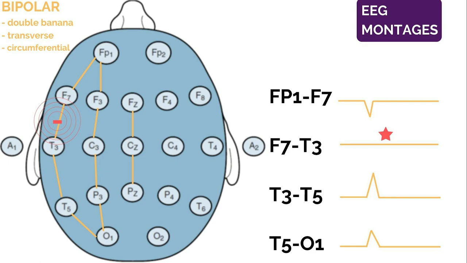But now, as you can see, the point of maximal negativity is in between two electrodes. So it's in between F7 and T3. And that's a little bit tricky, and we should know what it shows in the EEG. So let's do the same exercise.